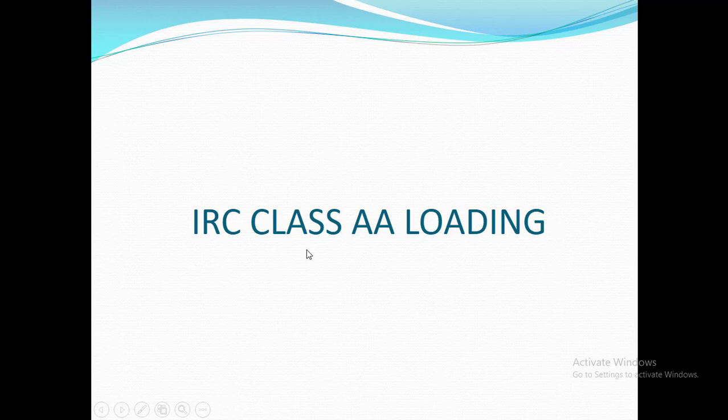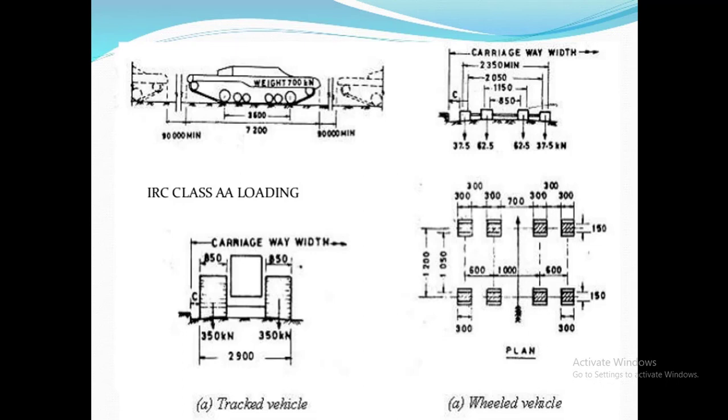IRC Class A loading. Today we are going to analyze the box culvert using IRC Class A wheeled loading. This is the IRC Class A loading. This is the IRC Class tracked loading. This is IRC Class AA wheeled loading. These are 37.5 kilonewton, 62.5, 37.5 kilonewton axle loads, and these are the dimensions and specifications given in IRC. From this we can analyze the box culvert.